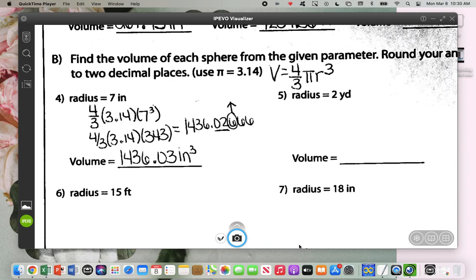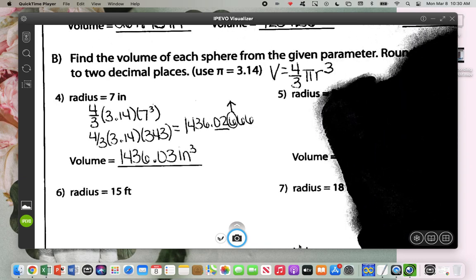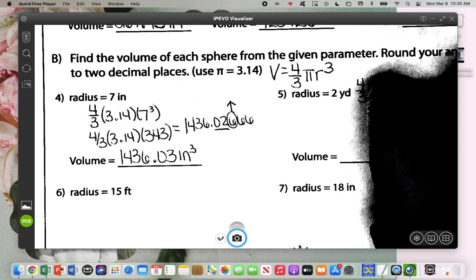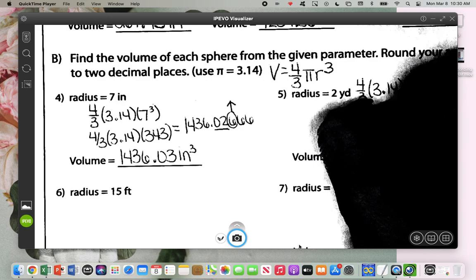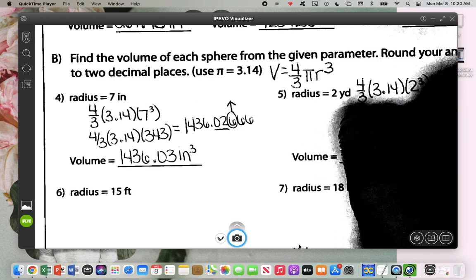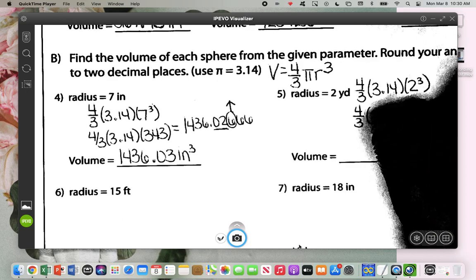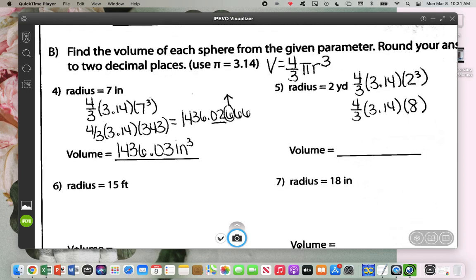All right, and then the last one, we would take 4 divided by 3 times 3.14 times 2 to the third, which what is 2 to the third? You say 2 times 2 times 2. It is 8. Do you want to know what the biggest mistake ever is, always? Oh yeah, people say it's 6. But you guys know better than that, right? 2 times 2 times 2 is 8.